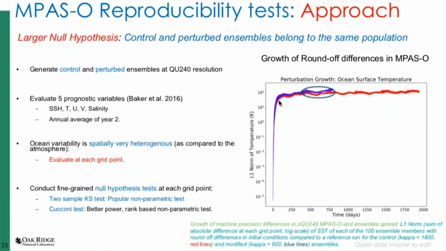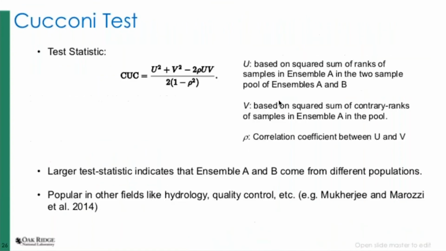The blue line that you see here is where we changed the GM kappa parameter from the default value of 1800 for this resolution to 600, and you can see that as this error grows, we are getting a different climate, and the blue lines show that here. So it's clearly a different climate, and if we do a test, it should pass that.